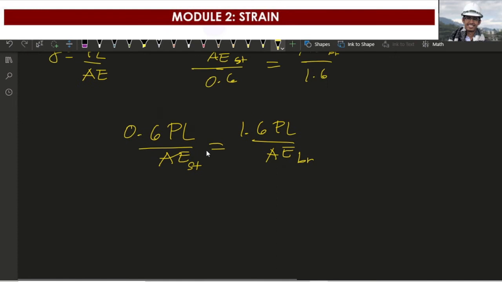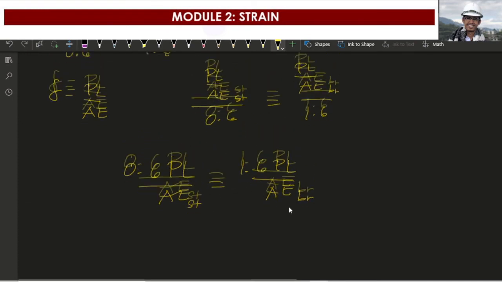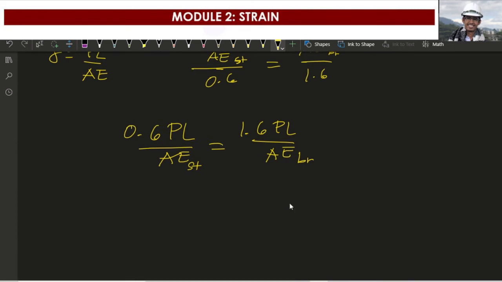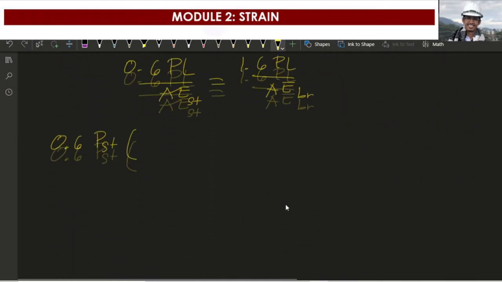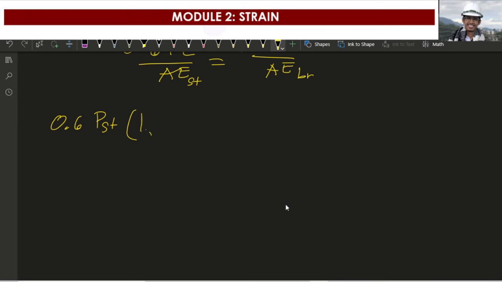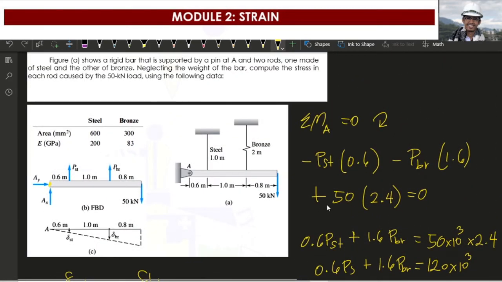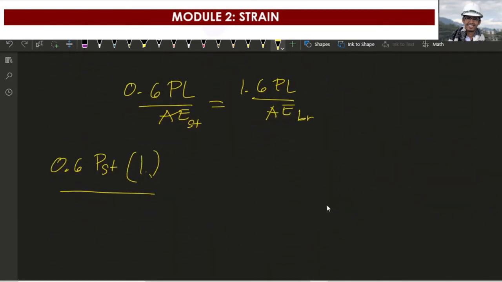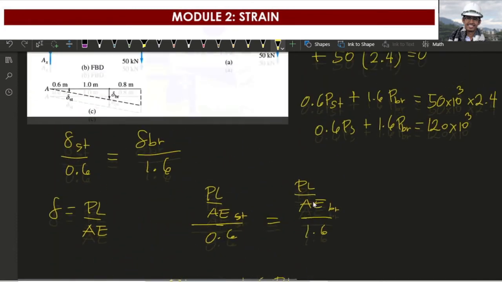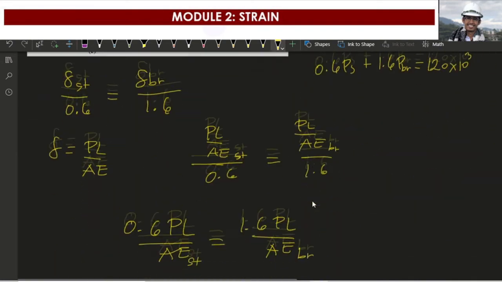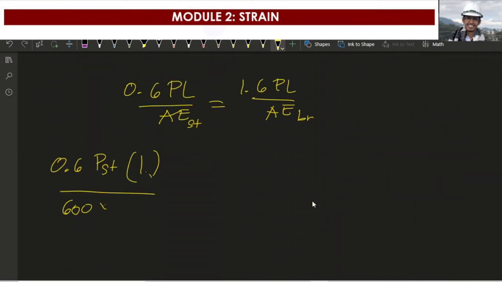So substitute natin yung length, area, and yung modulus of elasticity for both steel and bronze. So that will be 0.6 times force ng steel times yung length ng steel. Ano yung length ng steel? That is 1 meter. So 1 meter over yung area ng ating steel, that is 600, times yung E nung ating steel, that is 200. Okay?